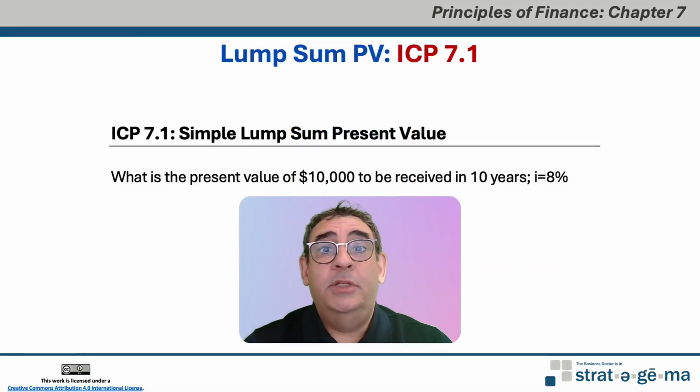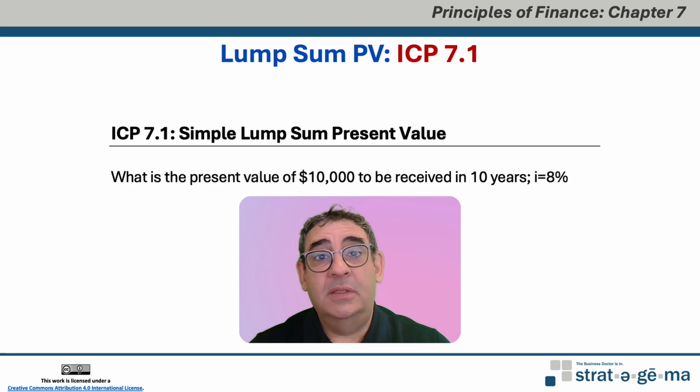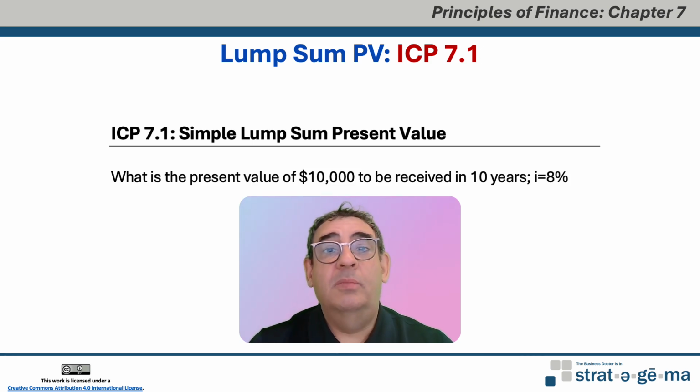Okay, so let's round out the chapter with some in-class problems just to solidify our knowledge. The first question that we're going to do is ICP 7.1. This is a simple lump sum present value calculation. In this case, we're asked, what is the present value of $10,000 to be received in 10 years if the interest rate is 8%? Now, I highly recommend that you pause the video here and take an opportunity to try to solve the question yourself without seeing the solution, and then resume and see if you got your answer right.